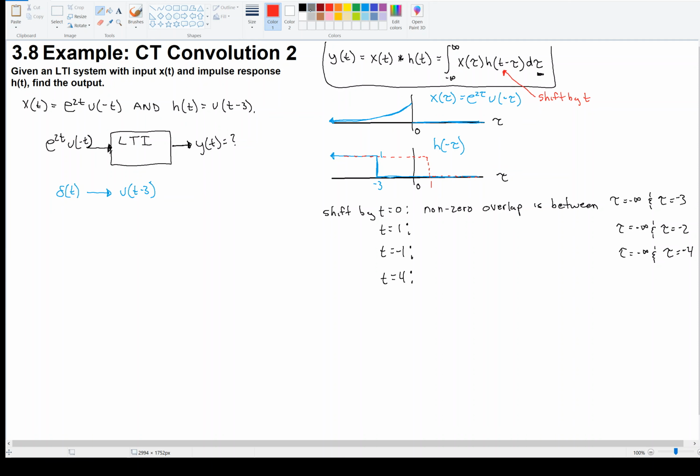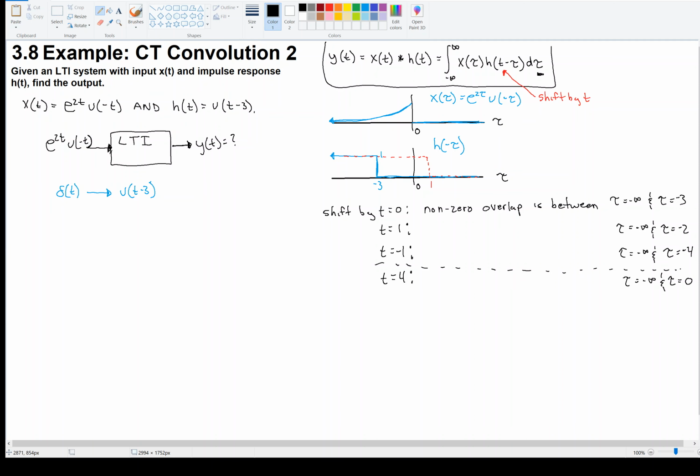Now where is the region of non-zero overlap? Well, it seems fixed. It's from minus infinity to 0, right? Because x is fixed. X is not being shifted. So no matter how much I shift h, I can't go further than 0 because this thing becomes 0 at 0. So in this case, I'd be integrating from tau equals minus infinity to tau equals 0. That seems to be a paradigm shift, a break in the pattern.